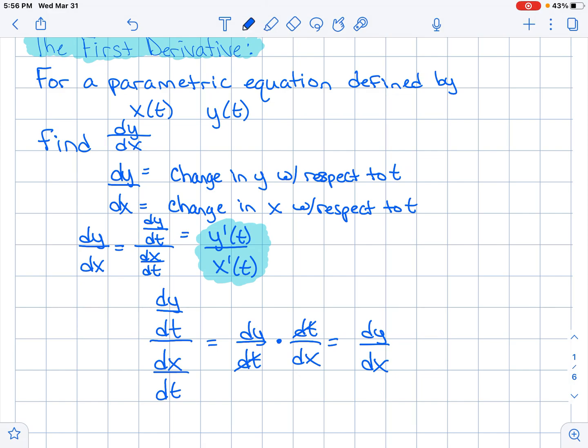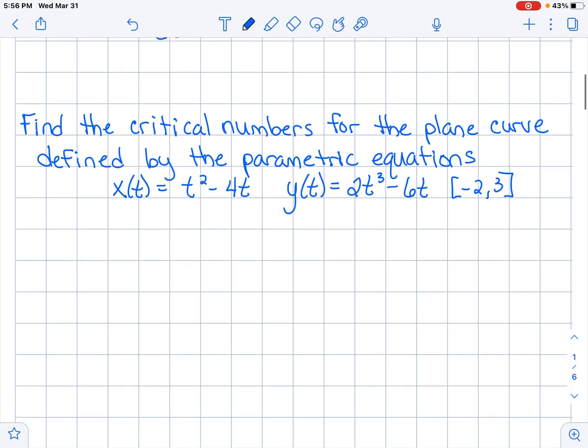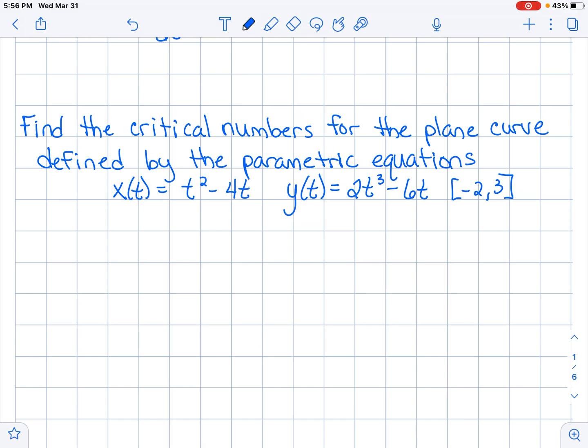Let's go use this. So the first question is to find the critical numbers for this parametric equation. So the critical numbers are where the derivative is equal to 0 or undefined. So where dy over dx equals 0 or undefined. So why don't you go take a moment, see if you can find that derivative, and see if you can find the critical numbers as well.